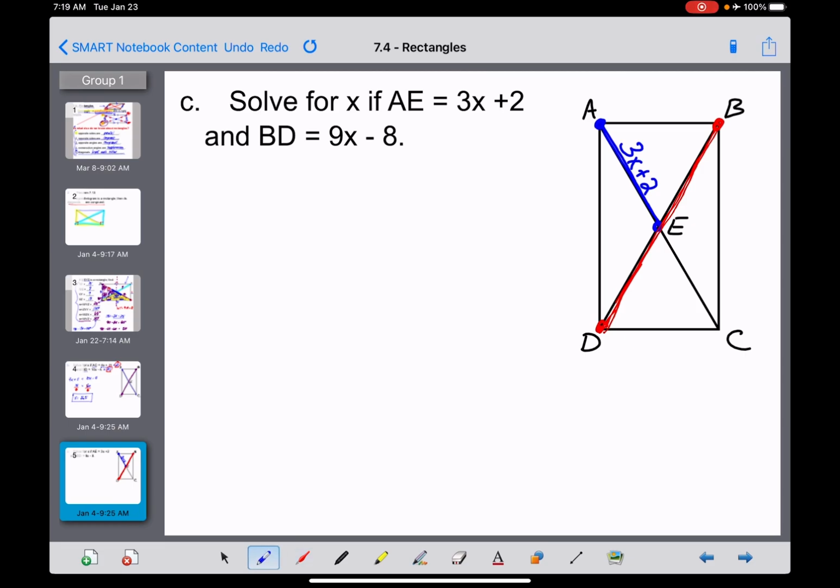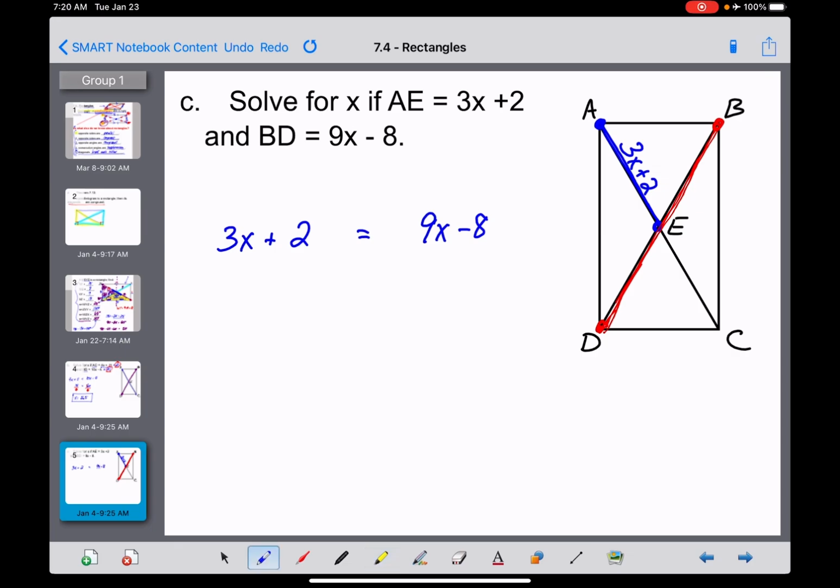So the really tempting thing for everybody to do right here is to just do what we did on the last problem and take the one measurement you've been given, AE, and set it equal to the other measurement you've been given, which is 9x minus 8. But I really want you guys to think hard about what it is that you're saying then. If this is your equation, you're telling me that this piece right here in blue and this piece right here in red have the exact same length. And I think as soon as you look at that diagram, you're going to realize, wait a minute, that's not right. So what do we need to do with this?